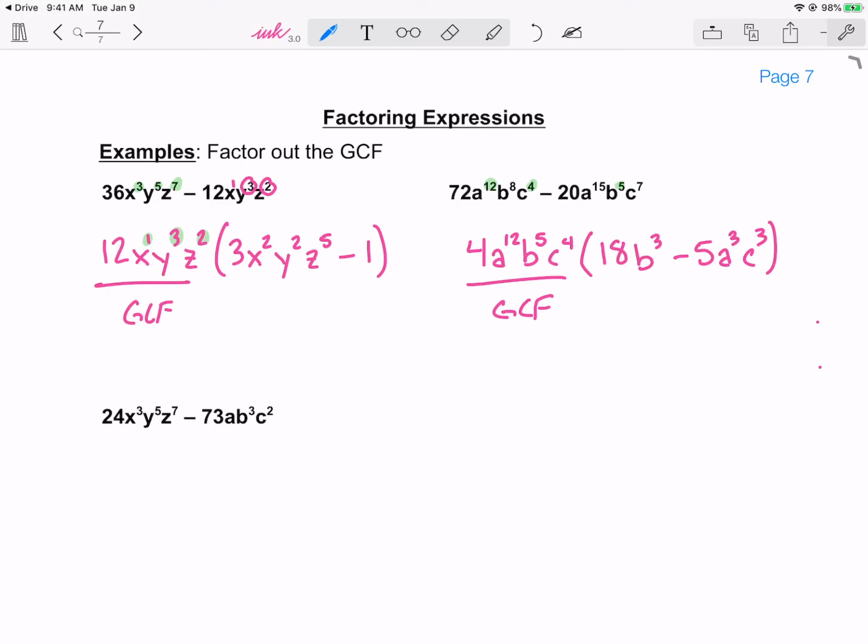Now the last one was just for fun. I hope you paused the video before you saw me do these. These two terms have absolutely nothing in common. So you cannot factor out a GCF.